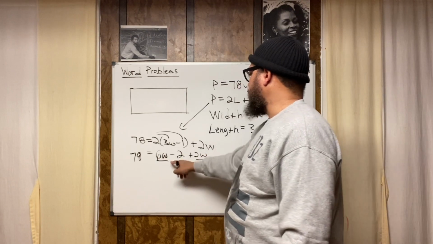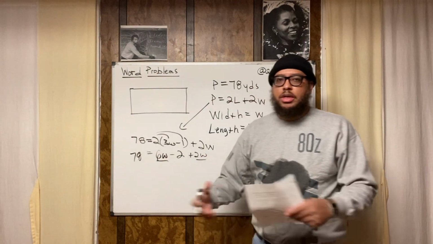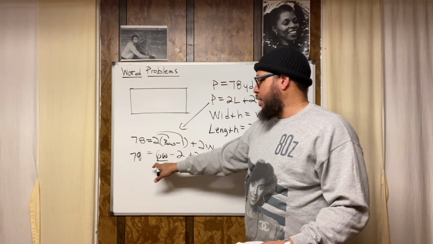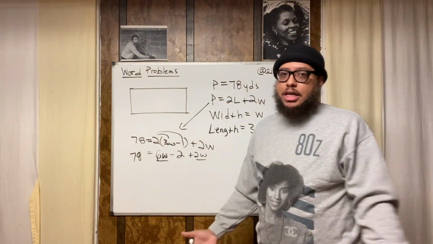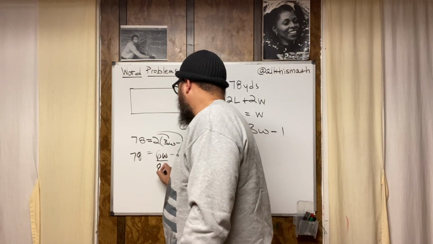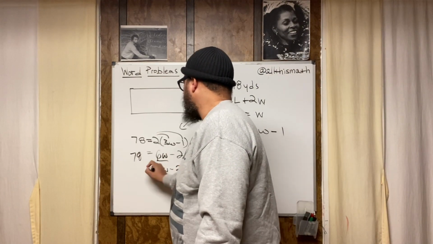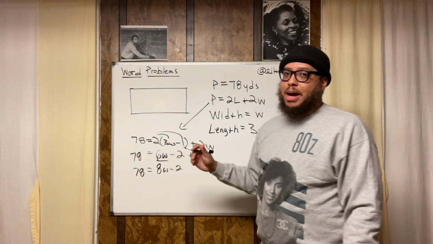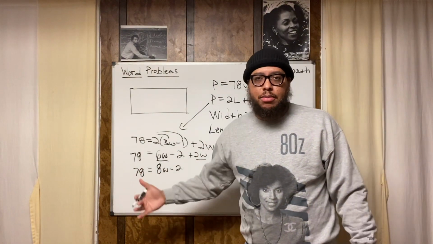This 6W and this 2W, they're gonna go together. So we don't need a whole bunch of W's. We could just combine them into one term. Because if you got 6 W's right here and 2 W's right here, all together, that's 8 W's. So we got 8W minus 2 is equal to 78. Now I'm trying to get the 8W by itself first.